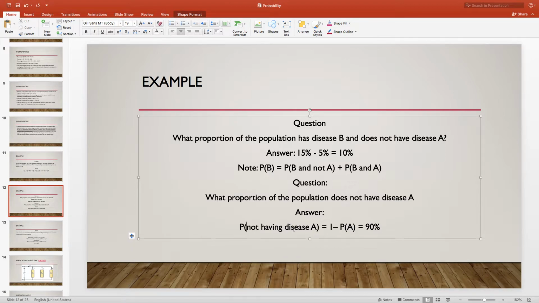So the probability of not having disease A is 1 minus... okay, different question, my apologies, I got it mixed up here for a second. So here's a second question. What proportion of the population does not have disease A? And you say 90%. That's just using the complement rule: the probability of not having disease A is 1 minus the probability of A.